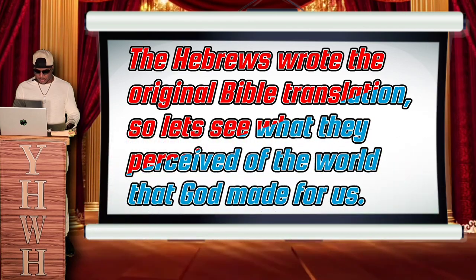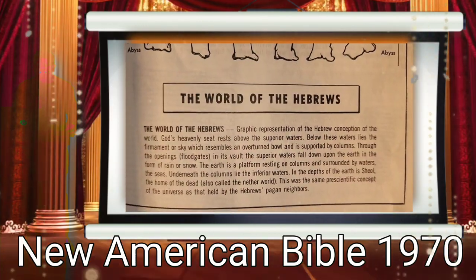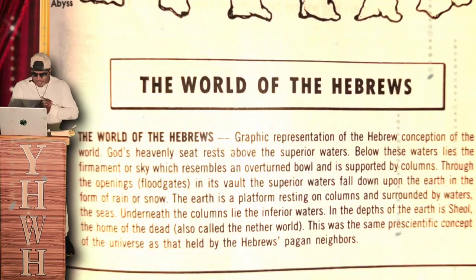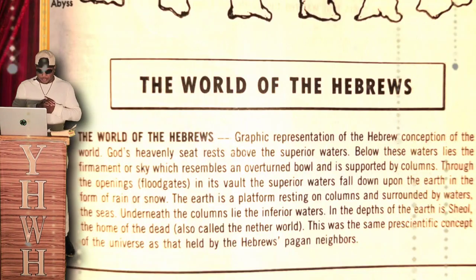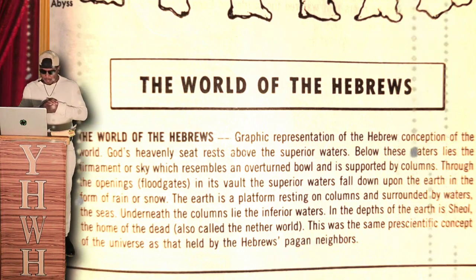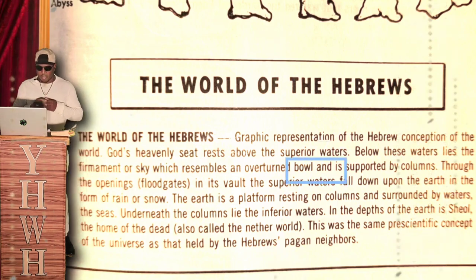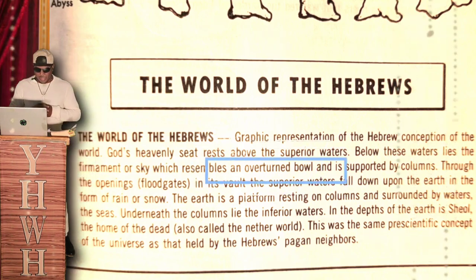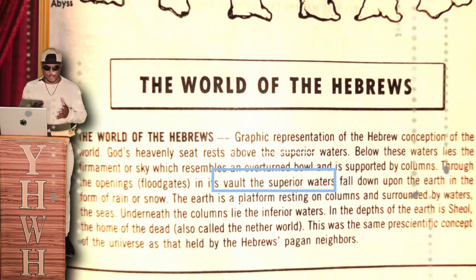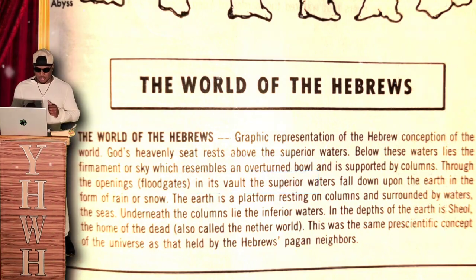All right, so let me blow this up. Graphic representation of the Hebrew conception of the world. God's heavenly seat rests above the superior waters. Below these waters lies the firmament, or sky, which resembles an overturned bowl and is supported by columns. Through the opening floodgates in its vault, the superior waters fall down upon the earth in the form of rain or snow.